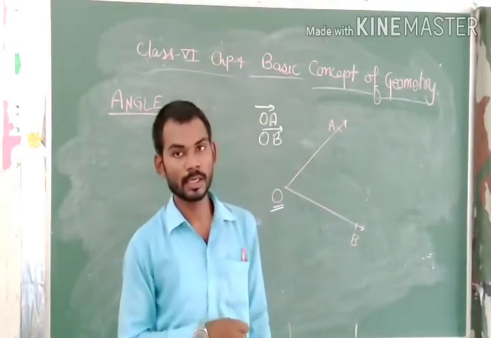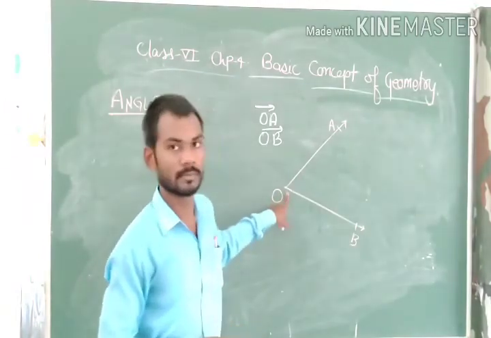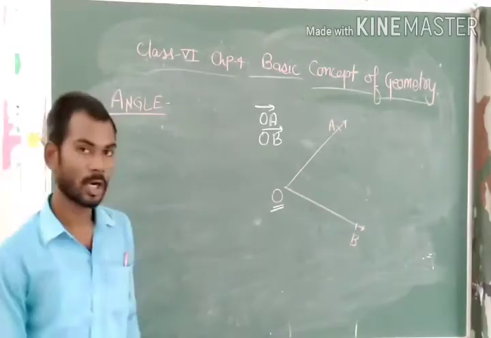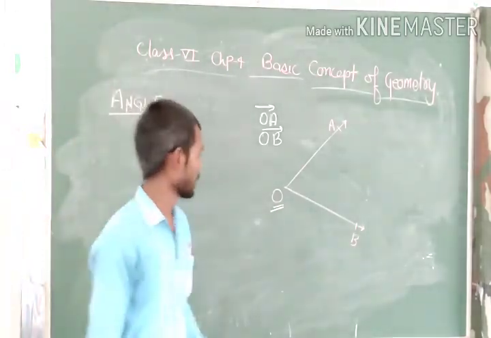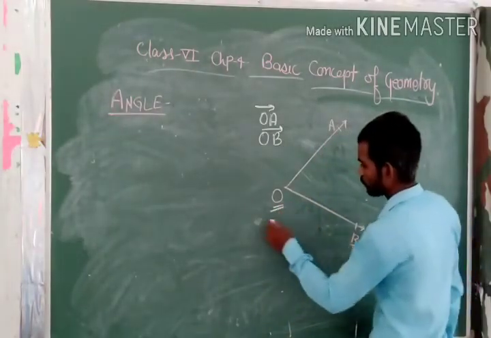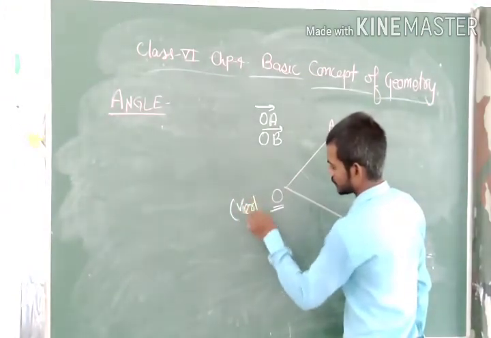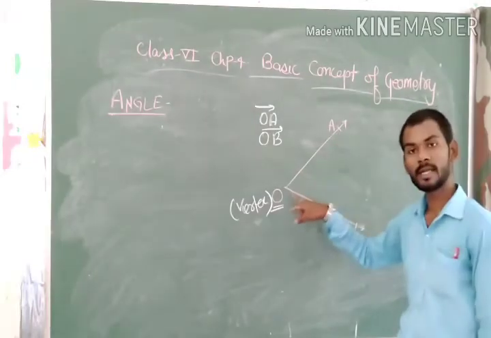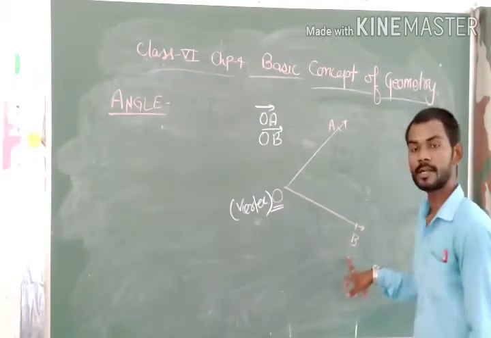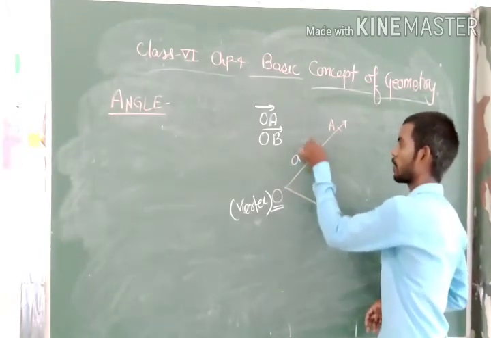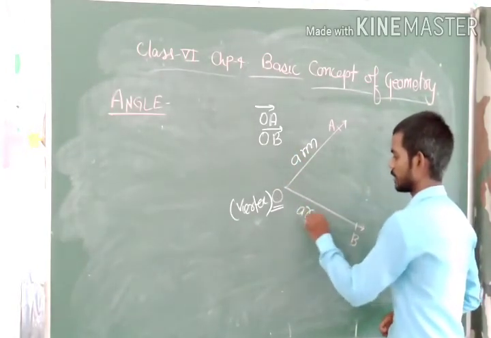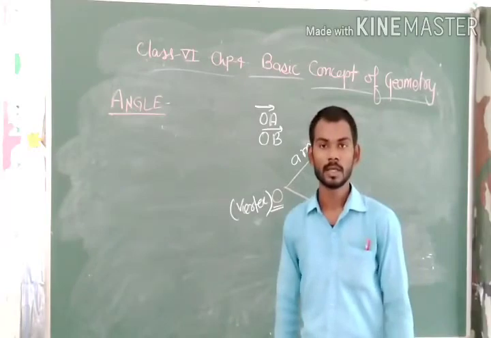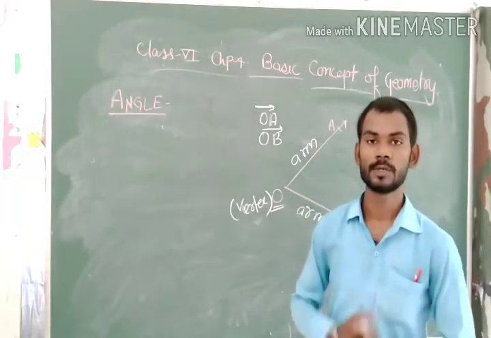The initial point of this figure, of this angle, is called its vertex. The point O is called the vertex, and the rays OA and OB are called its arms. This is the first arm and this is the second arm. I hope the definition of angle is clear and there is no doubt.